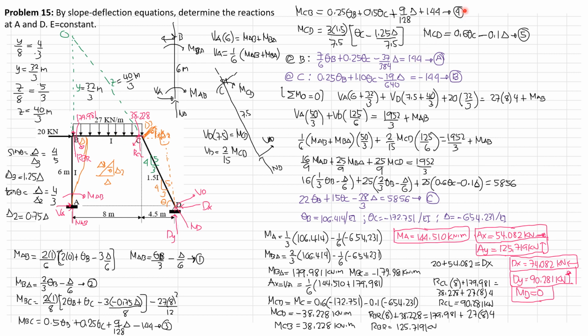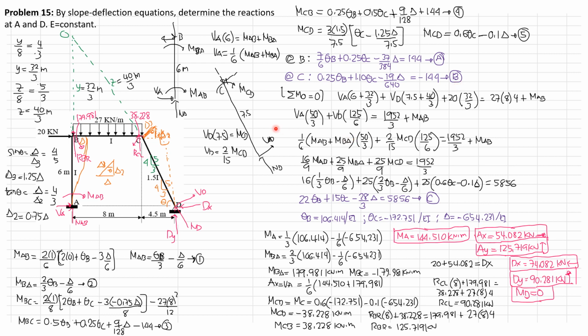Then at C, MCB plus MCD equals 0. So that means equations 4 and 5 added. So we have 0.25 theta B, 0.5 plus 0.6, so 1.1 theta C, then 9 over 128 delta minus 0.1 delta is negative 19 over 640 of delta, then transpose 144 to the right, so negative 144, equation B.